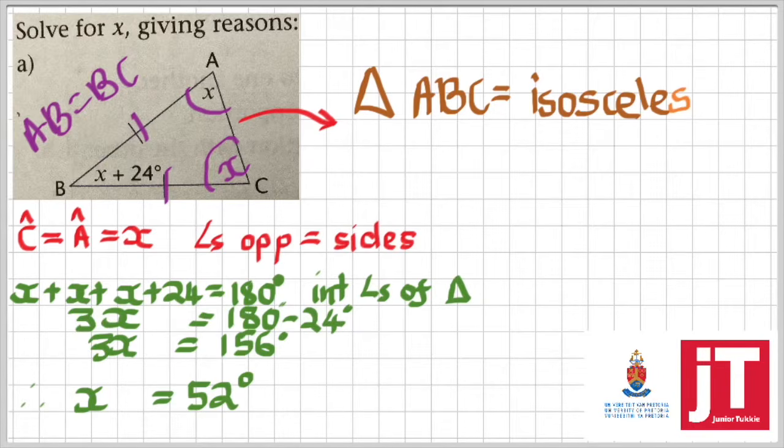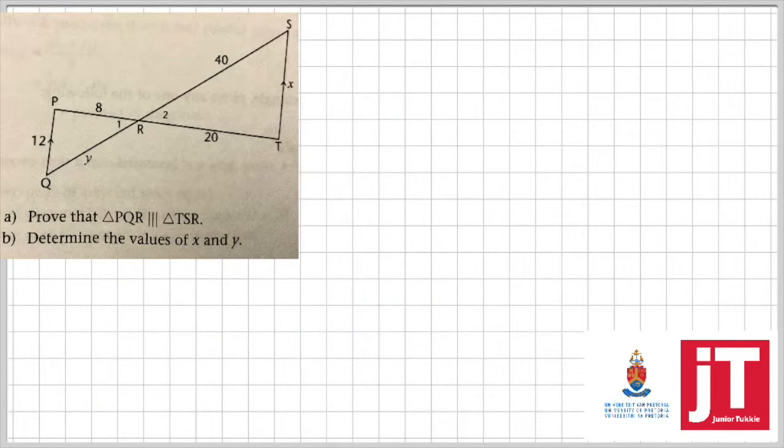We move on to the next question. In our next question, we've got two triangles, triangle PQR and triangle STR. Part A. Prove that triangle PQR is similar to triangle TSR. In order for us to prove similarity of any two triangles, we have to ensure that we prove that corresponding angles are equal or corresponding sides come in the same proportion.